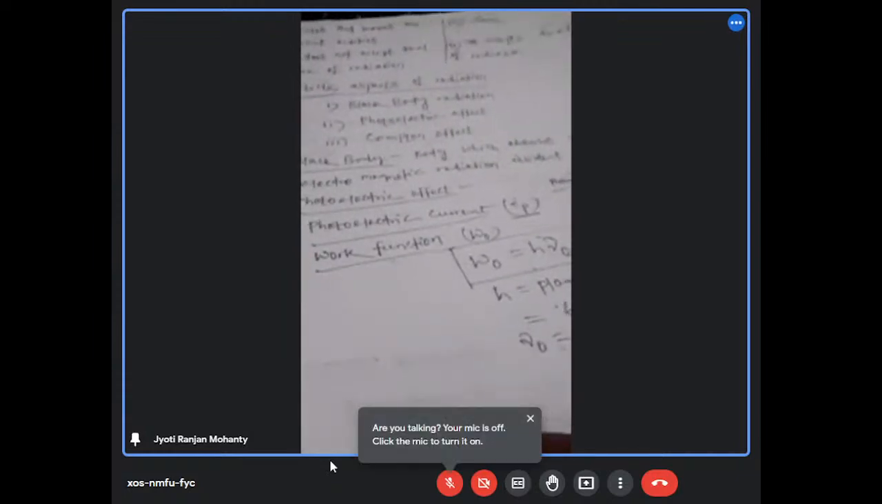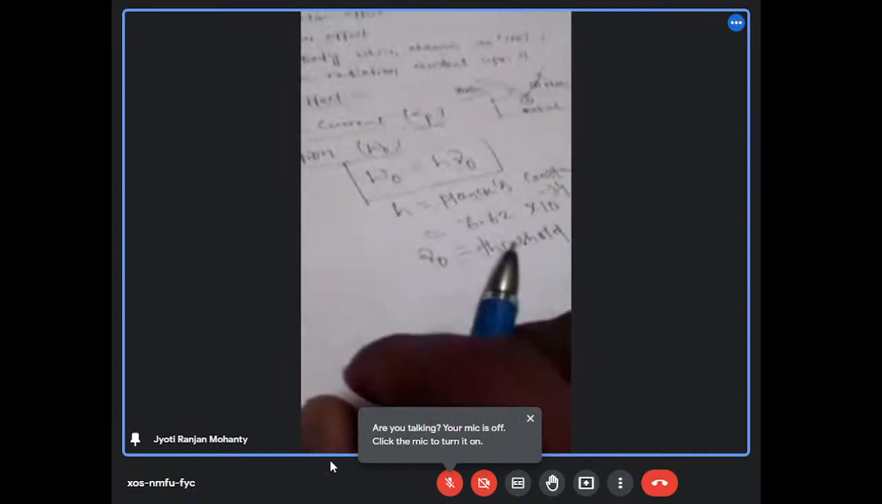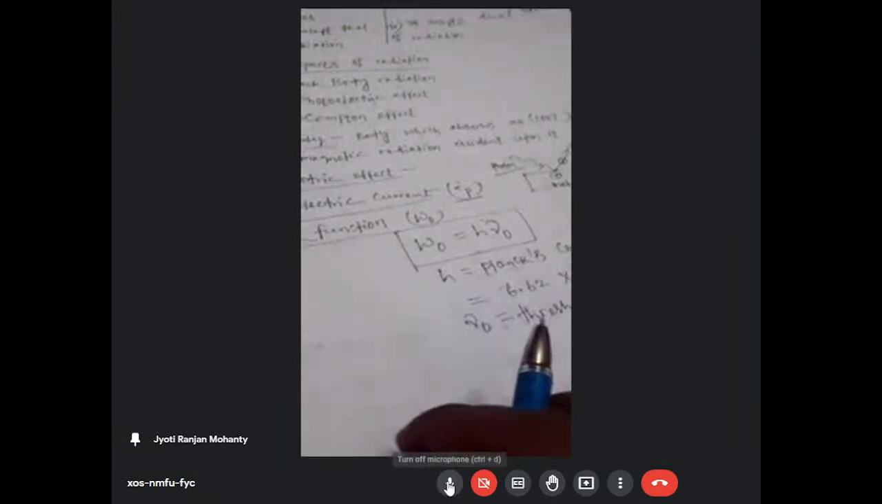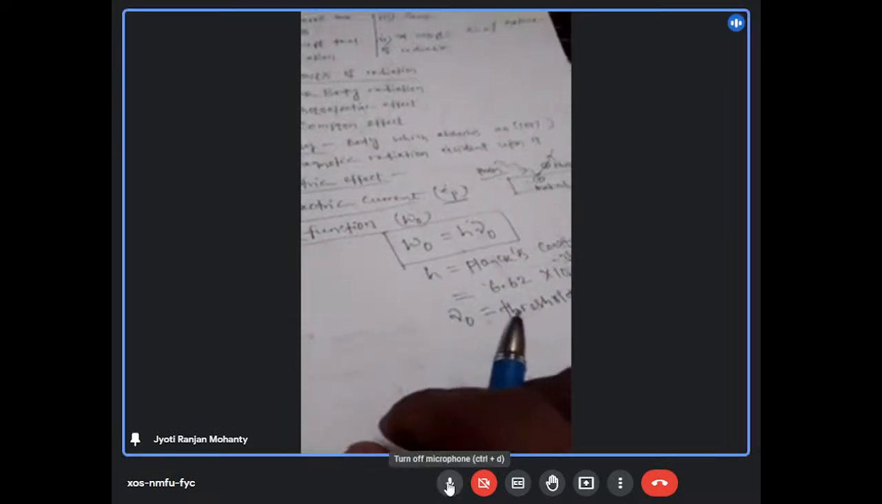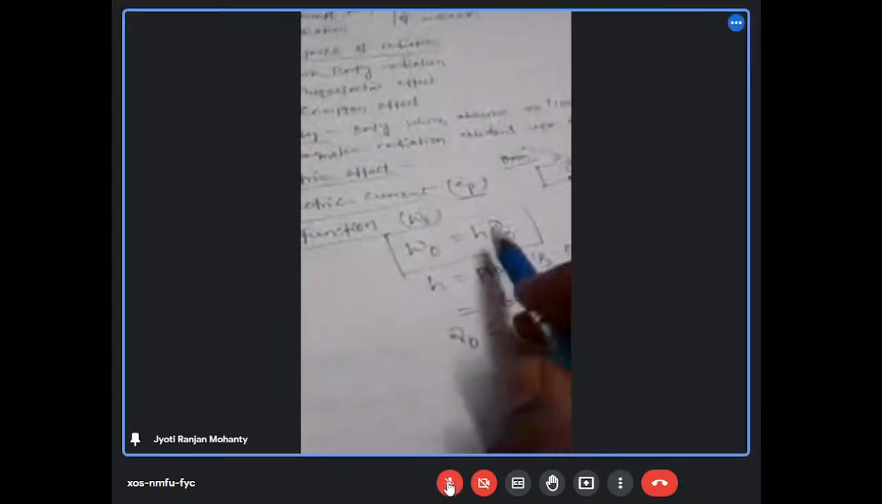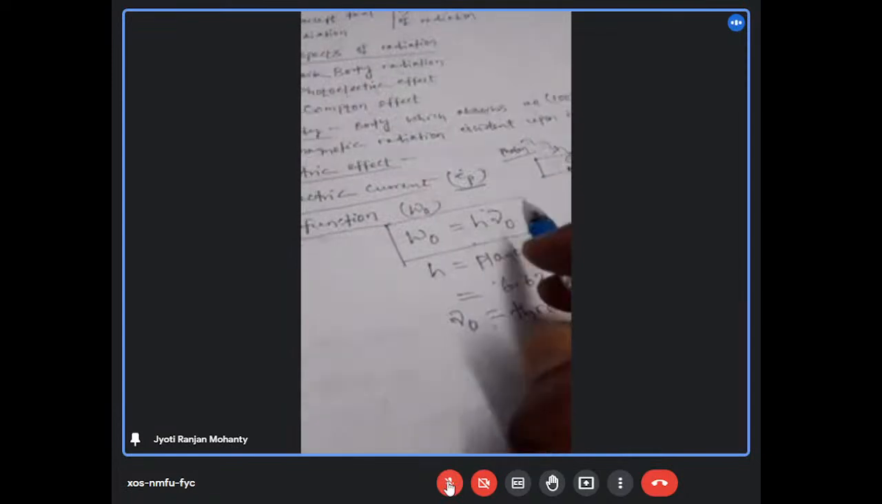So what is the formula for work function? Ashirbad, what is the formula for work function? H into nu naught. H is known as Planck's constant. Nu naught is known as threshold frequency.